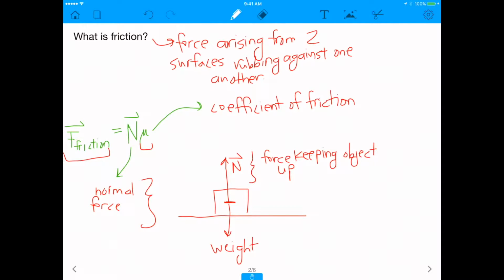The coefficient of friction is basically a number that's greater than 0. It tends to be less than 1, but I can't say it's always less than 1. There are times when the coefficient of friction is greater than 1, but it's greater than 0 for sure, and usually at most around 1, sometimes a bit higher.